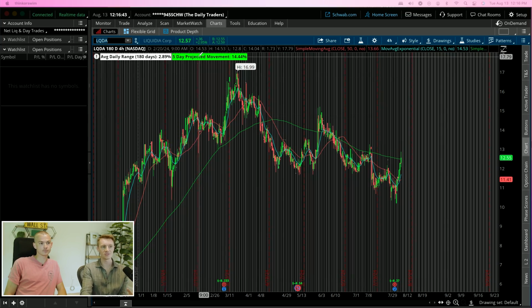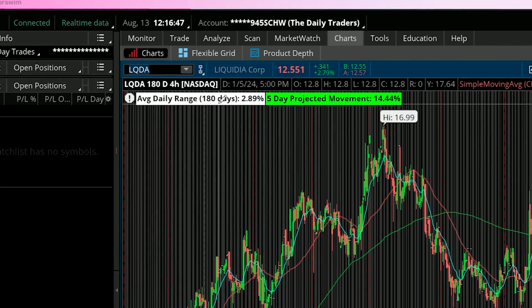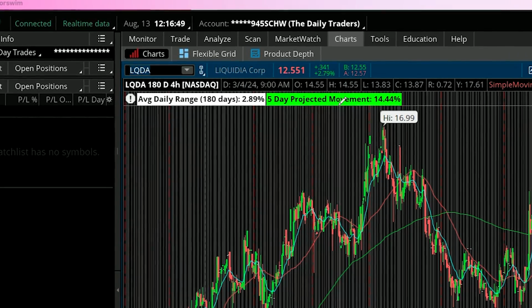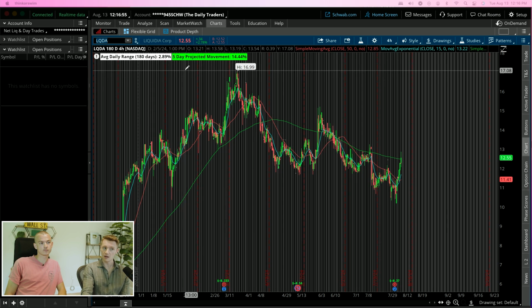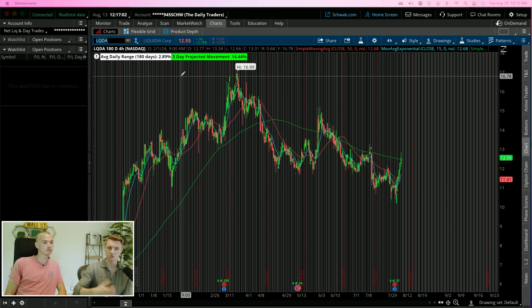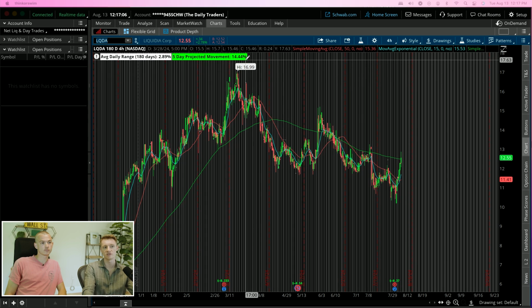Well, you can see top left of my screen right here, we've got the average daily range and the 5-day projected movement. This is a tool that I built that's pre-installed into my Thinkorswim. I'll get you set up with this too. It's my ADR calculator, which gives us the average daily range based off of our hold period. I said I hold stocks between 3 to 5 days. That is why you see the 5-day projected move pulled up. And that 5-day projected move is 14.44%.